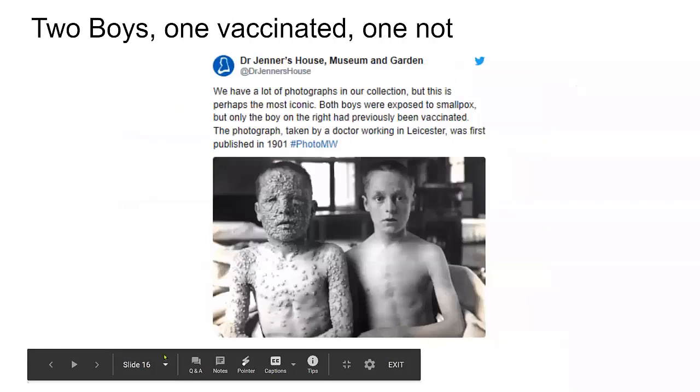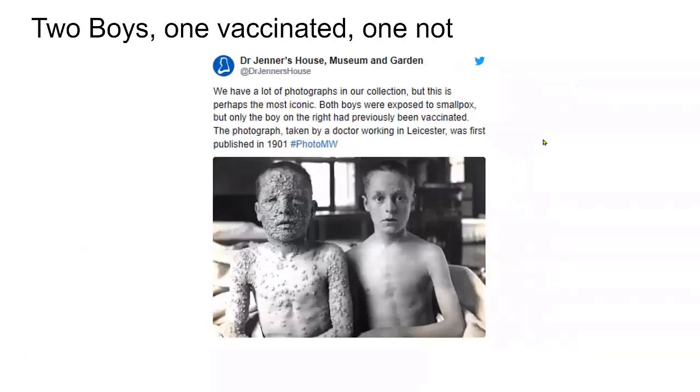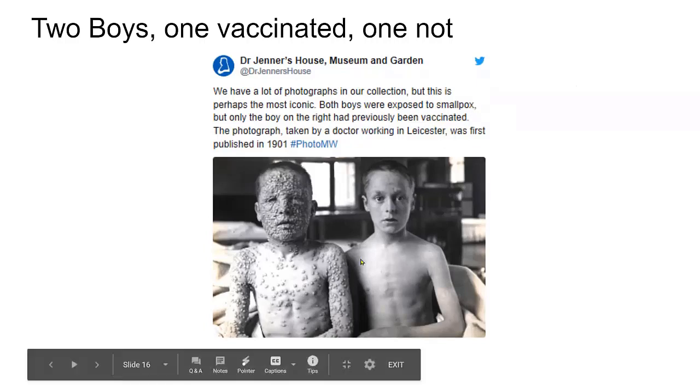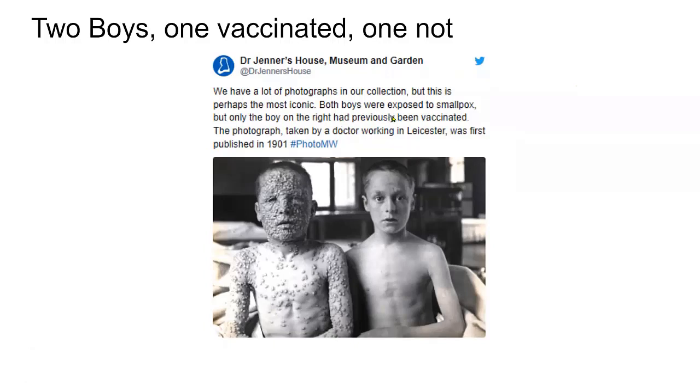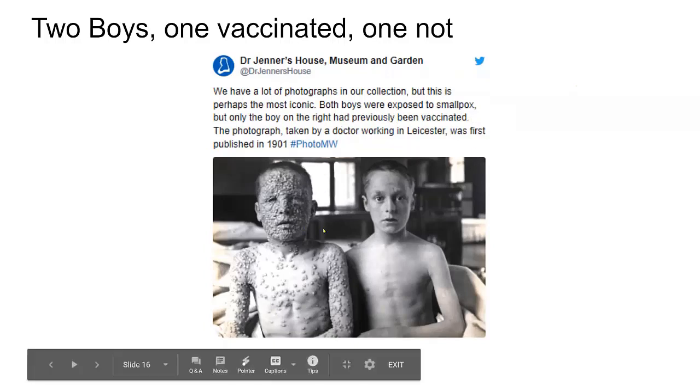All right, so this is the last slide of this section. This is a powerful image. This is from Dr. Jenner's house in England. It's a museum now, and he was the one who first inoculated or vaccinated people against smallpox. It's from 1901. Both boys were exposed to smallpox. The boy on the right, who looks perfectly healthy, had been vaccinated. The boy on the left was not.